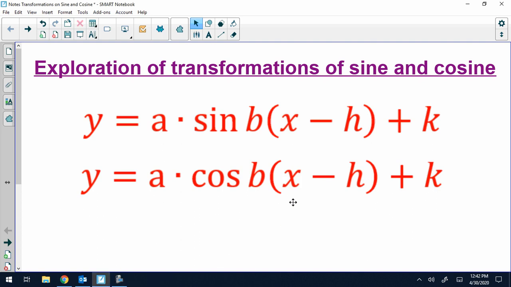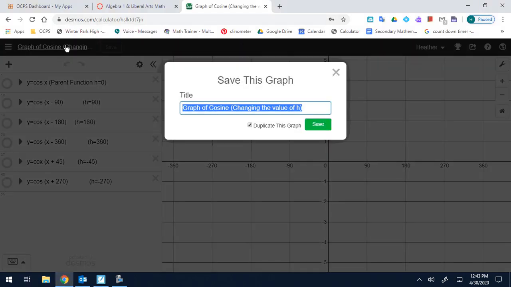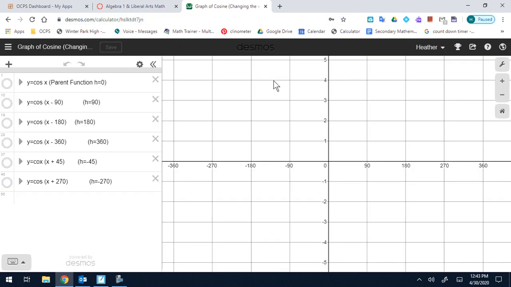Okay, this will be our second video. This time we're going to use cosine, and we're going to be looking at what happens when we change the value of h. So a is going to stay 1, b is going to stay 1, k is going to stay 0, and then h is what we are changing. So we're going to use this graph of cosine, changing the value of h.